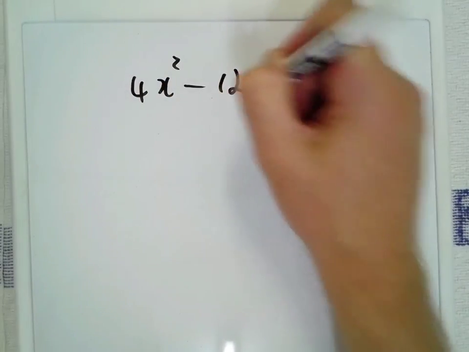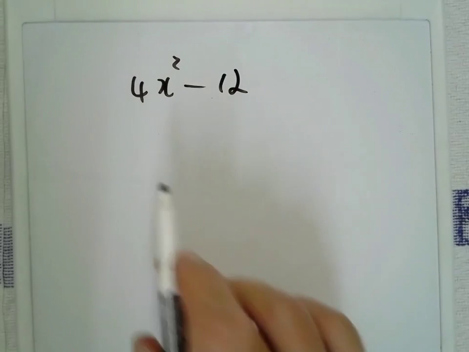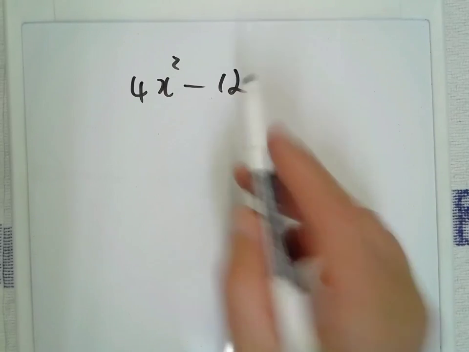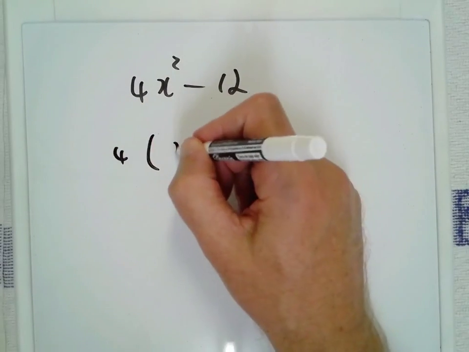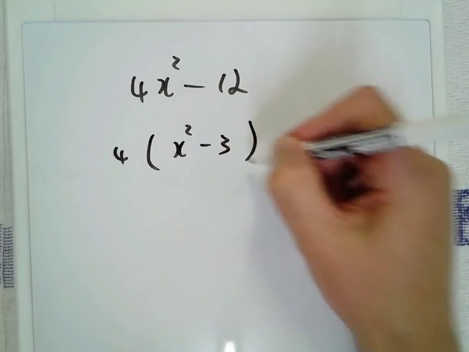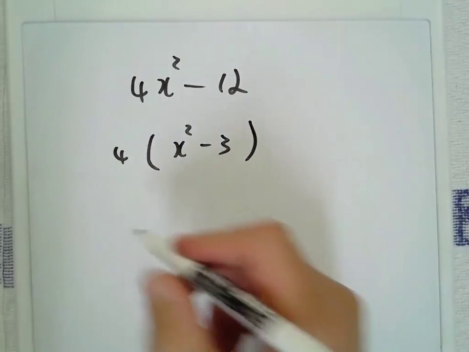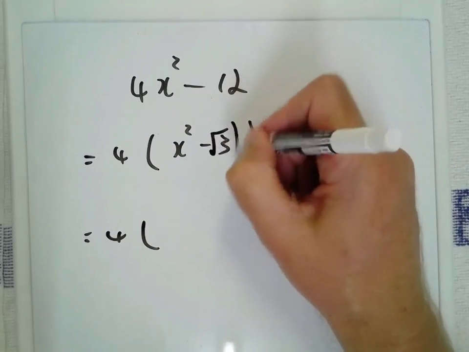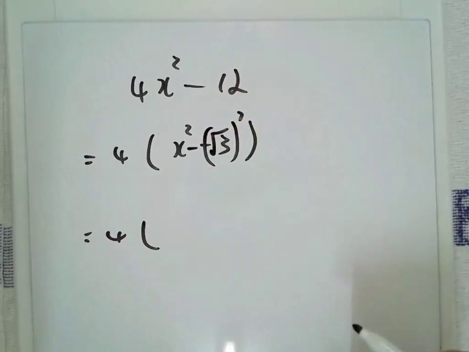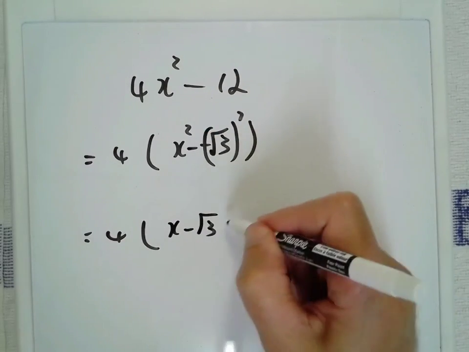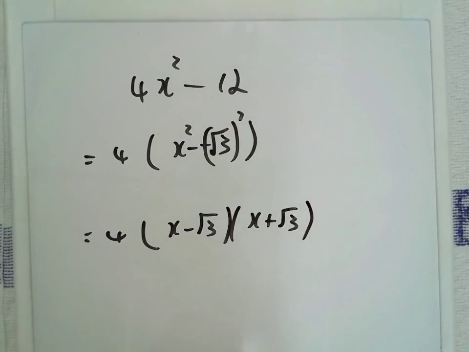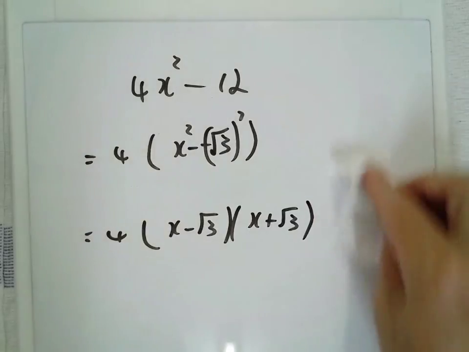4x squared minus 12. And don't rush into it. Always look for the simplest first. 4 and 12, oh my gosh. 4 times (x squared minus 3). And then we're going to go 4, because this is a difference of two squares where that's root 3 squared. So it's going to be 4(x minus root 3)(x plus root 3). See what I mean? So always make sure you look for your easiest first and then follow up. Okay.